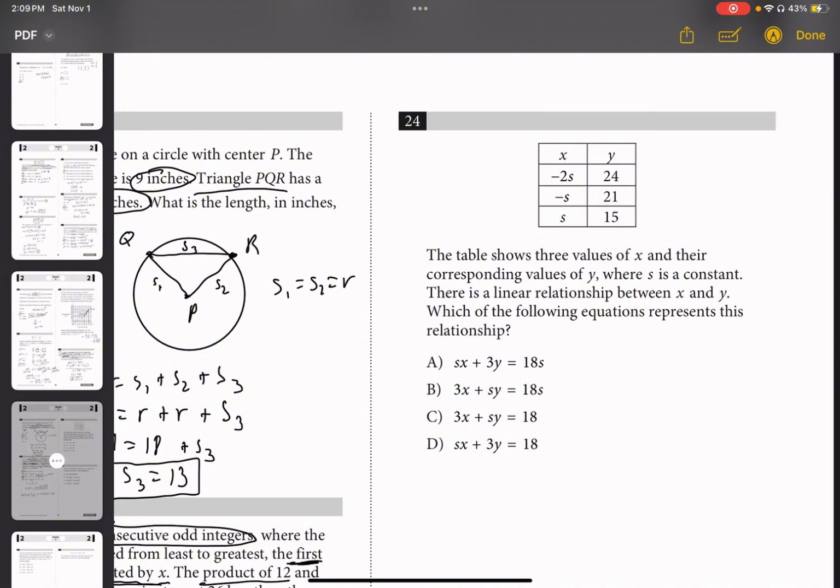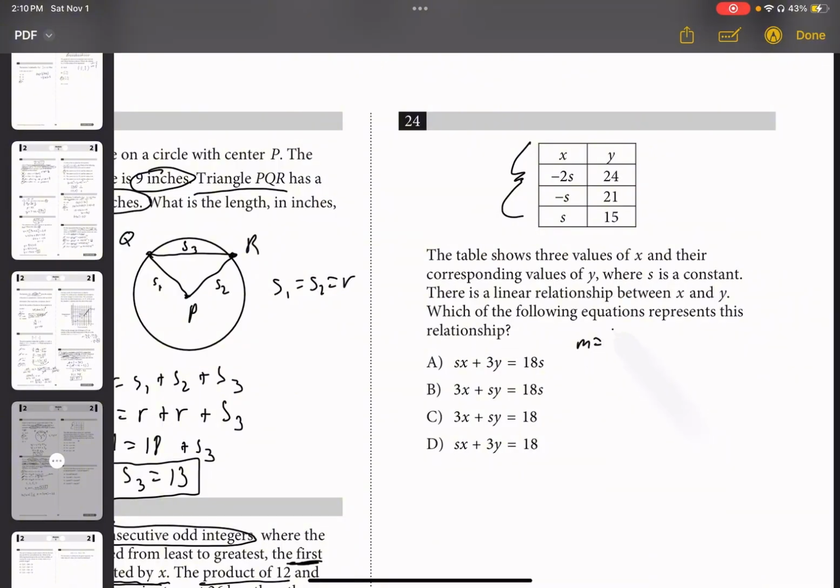The table shows three values of x and their corresponding values of y, where s is a constant. There's a linear relationship between x and y. Which of the following equations represents this relationship? Okay, so we have an equation in standard form, not y equals mx plus b form, but we're going to solve this table for its slope and its y-intercept, and then we can convert it to standard form later.